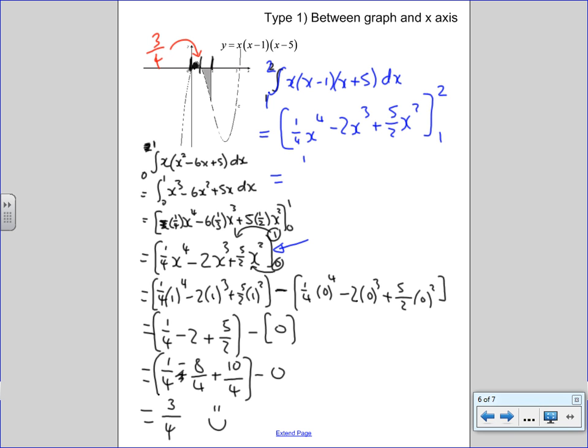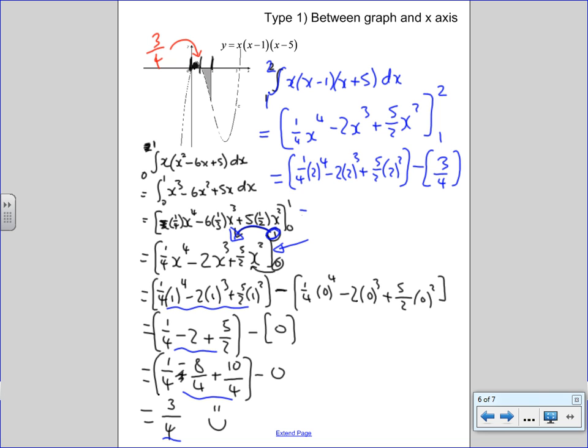Okay, so I'll put the 2 in first. 1/4 2 to the 4 minus 2 lots of 2 cubed, add 5 over 2, 2 squared, minus, now I already know what happens when I put 1 in. That's 3/4. Okay, 2 to the 4 is 2, 4, 8, 16 divided by 4 is 4. 2 cubed is 8 times 2 is 16. 2 squared is 4. 4 times 5 is 20 divided by 2 is 10.